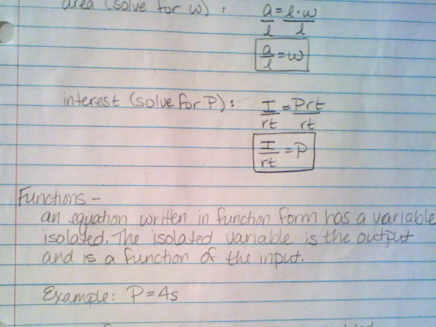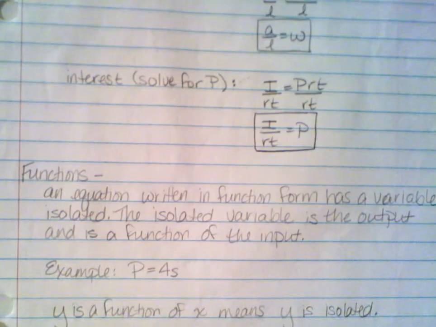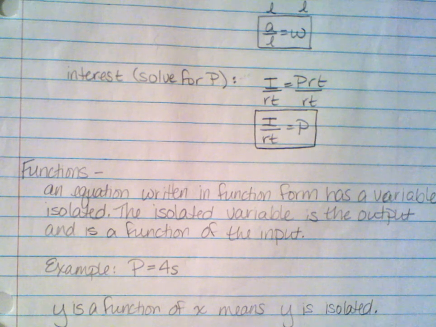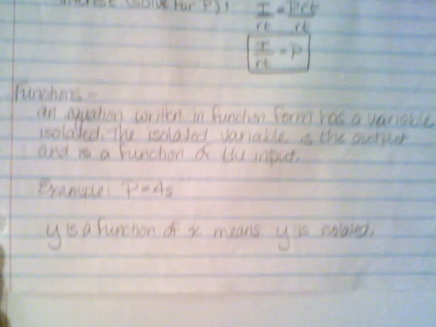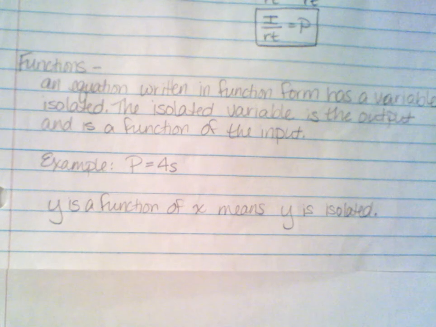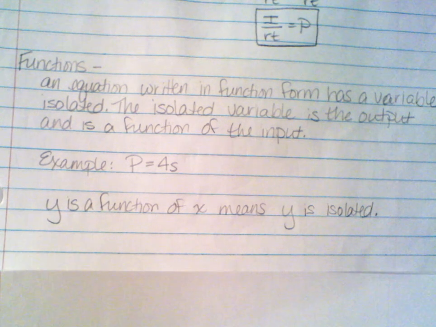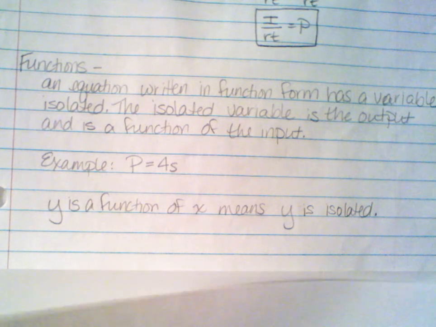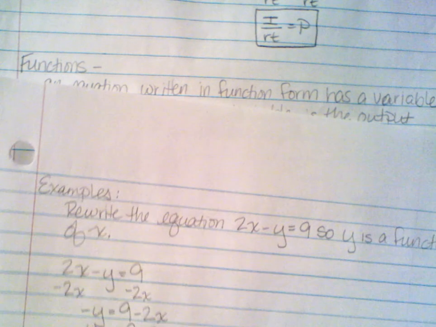So we have P equals 4 times S, so that would be perimeter equals 4 times the length of the side if we wanted to find the perimeter of a square. So that is an example of a function. Y is a function of x means y is isolated. So y would have to be all by itself. And that's what we're going to spend quite a bit of time looking at and solving in the upcoming chapters, is solving for y when we have a function.